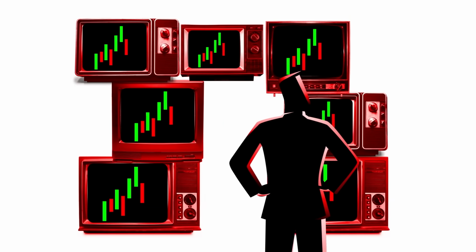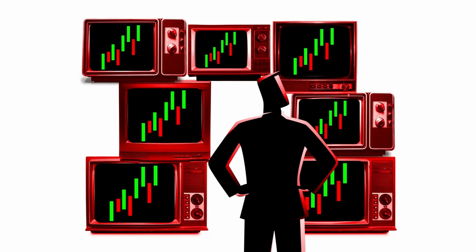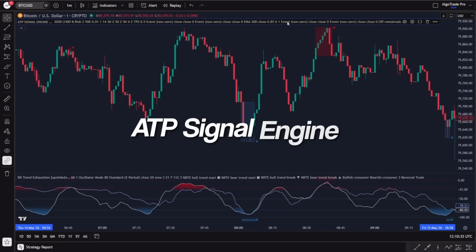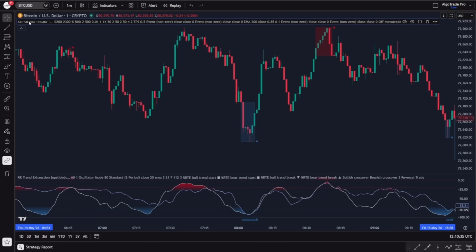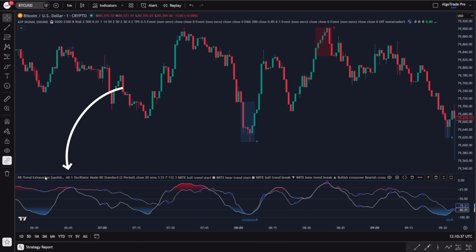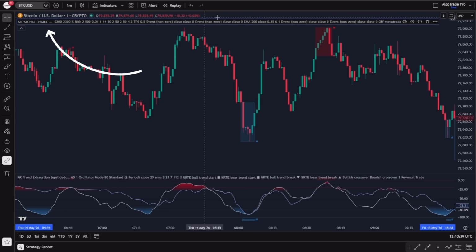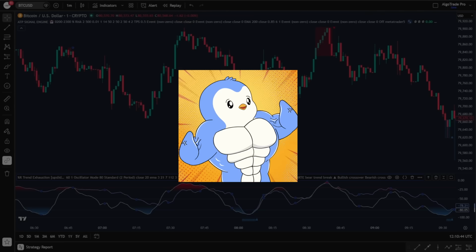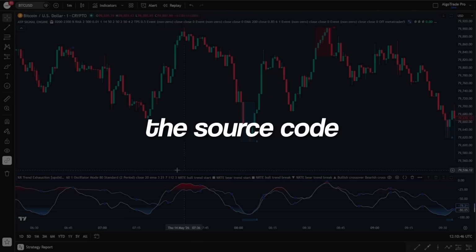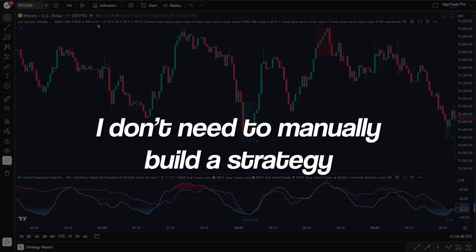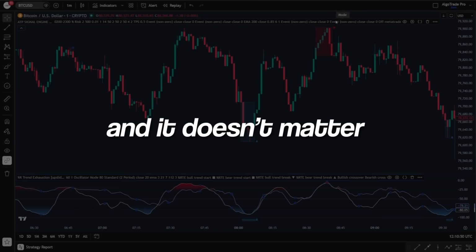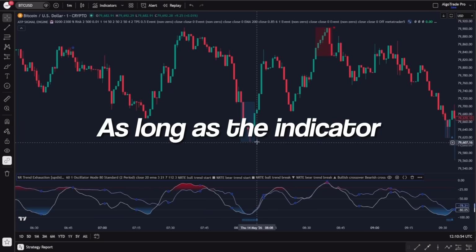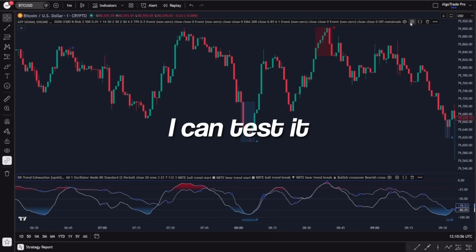Now, testing all of this manually will take forever, and this is exactly where the ATP Signal Engine comes in. Right here on the chart, I have both the %R trend indicator and the ATP Signal Engine loaded together. And the really powerful part is this: I don't need access to the source code, I don't need to manually build a strategy, and it doesn't matter if the indicator is free or premium. As long as the indicator is on the chart, I can test it.